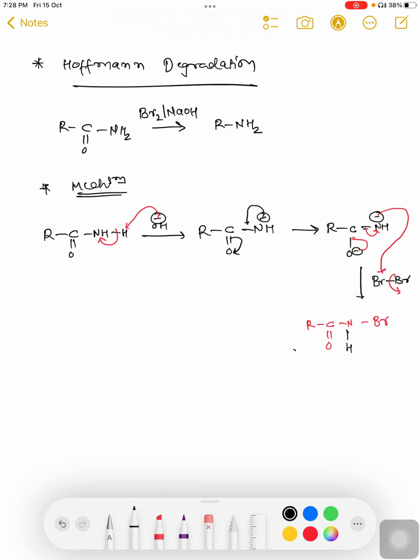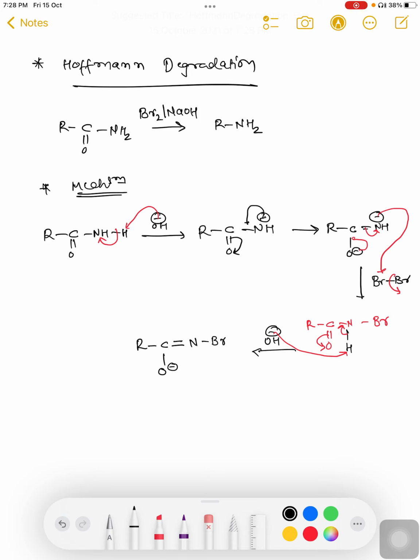So in the next step, when we carry out the reaction in the presence of a base, again there will be abstraction of a hydrogen atom, and the nitrogen atom will have a negative charge, or we can say there is a formation of C double bond N with the oxygen having a negative charge. We can show it both ways. So the resulting structure will be RCO minus double bond N Br.